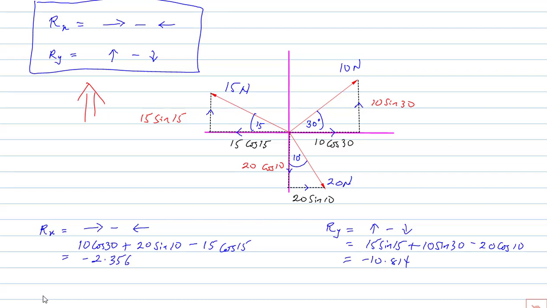Hello guys, welcome to video number 4 of the forces series. In today's video, we're going to talk about magnitude and resultant of forces. In the previous video, this is where we landed ourselves and we got resultant in x to be negative 2.356 and resultant in y to be negative 10.814.